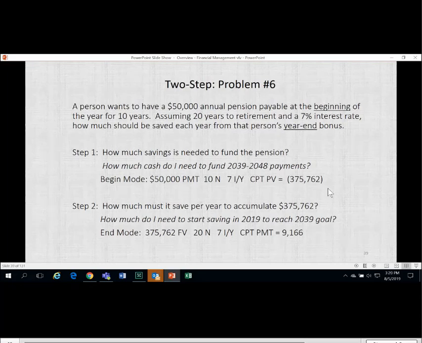Now, it's easy to remember to clear a calculator after a problem, but when you have a two-step, you've got to clear it after you finish step one. So we cleared it. Then we changed the calculator to end mode. And now that 375,000, I'm sitting here in 2019, 375,000 is what I want in 2039. That's future value. I've got 20 years to save up. 7% is my interest rate.